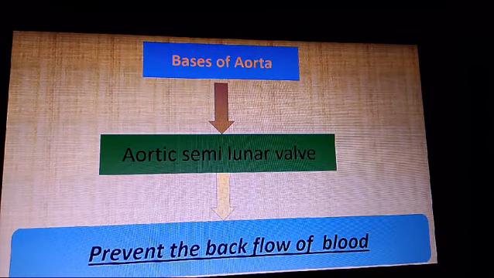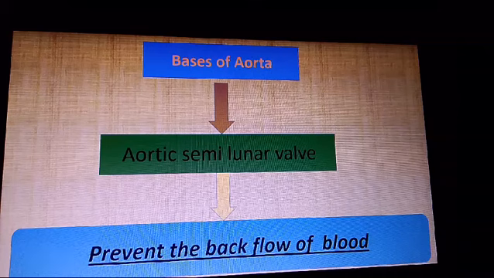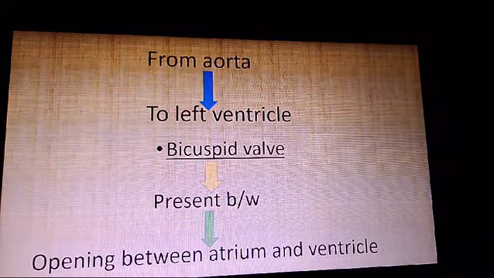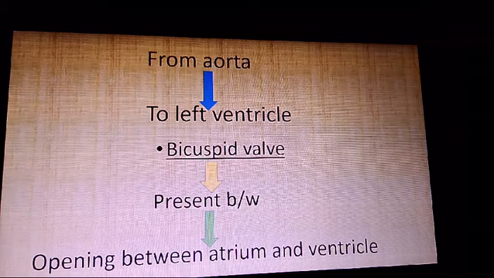Okay, at the base of the aorta, the aortic semilunar valve is present. This valve prevents the backflow of blood. Again, a similar function, but the name is different. All the valves in the heart prevent the backflow of blood. The blood moves to the left ventricle, and this point we discussed before, that the bicuspid valve is present between the opening of the atrium and the ventricle.